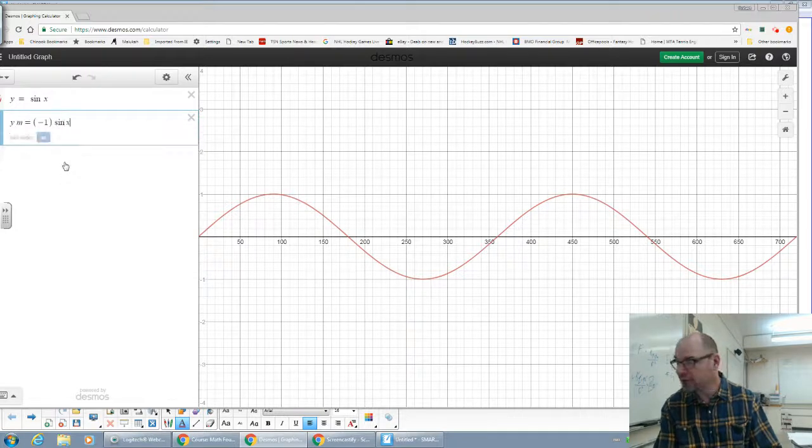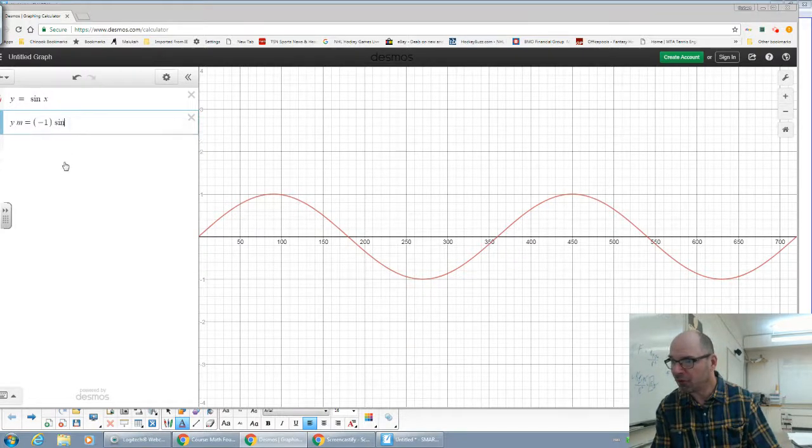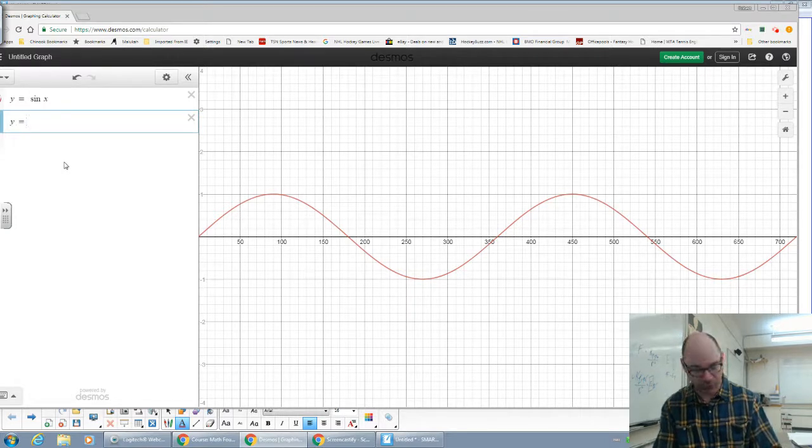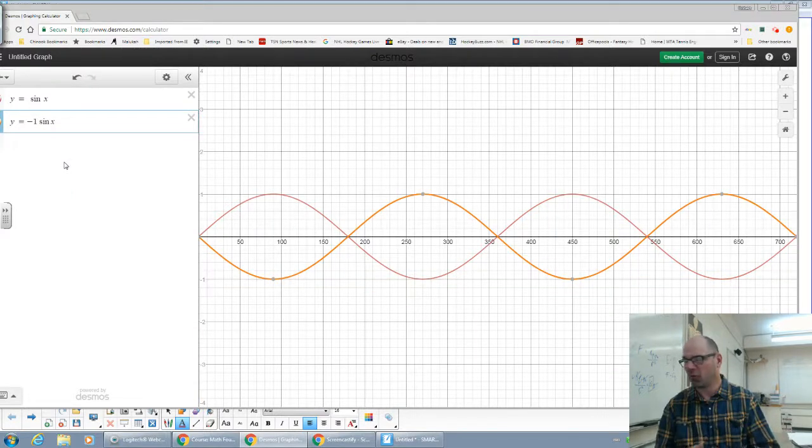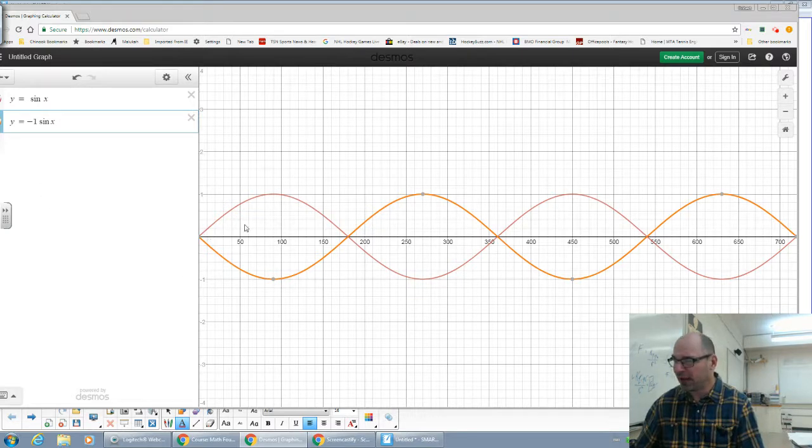Oh, that's because I have an m there. That's why. Y equals -1, so now we should be able to do sine x. There we go. It's kind of in the orange color. They're very similar, and you can see that it's opposite. Wherever we had a maximum, we now have a minimum. So there's a minimum at 90 instead of a maximum. So it's flipped it upside down, which makes sense.